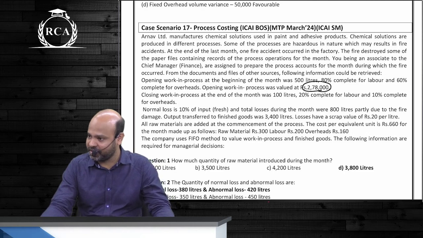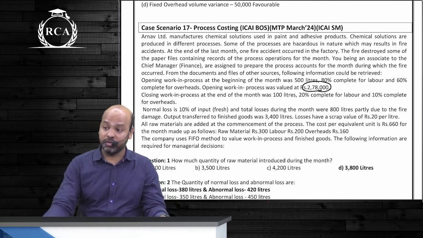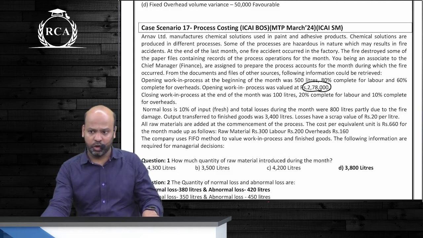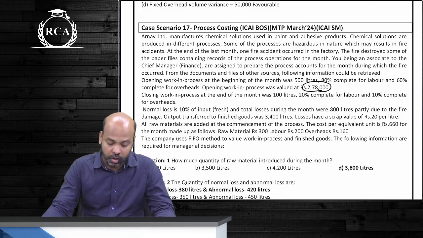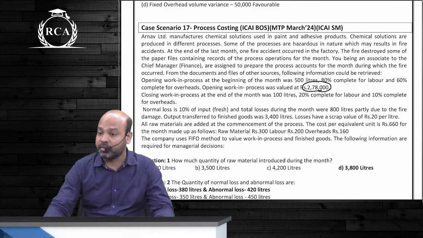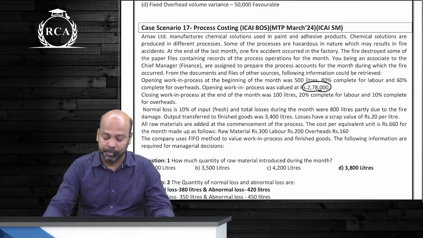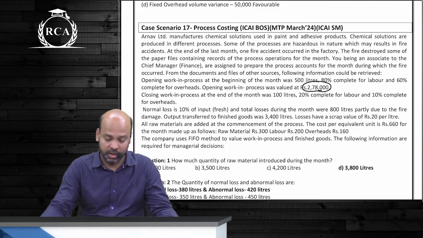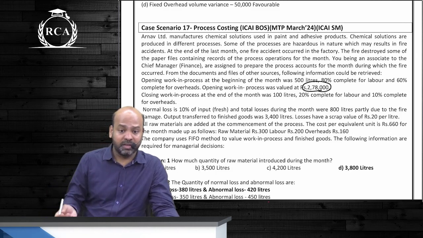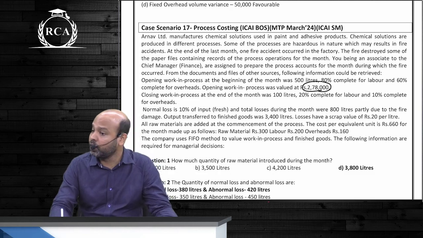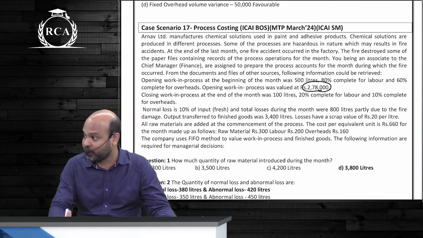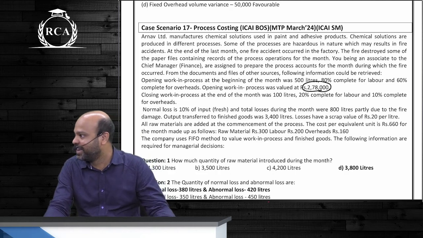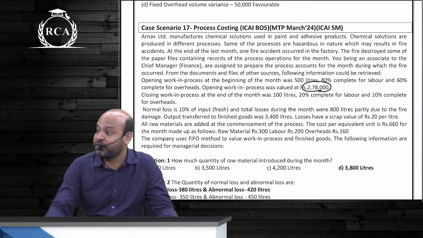Cost bifurcation is not given, beta, that is why you cannot follow the weighted average method, you can only follow the FIFO method. Closing work in progress at the end of the month was 100 liters, which is 20% complete for labor and 10% for overheads. Again 100% for material. Normal loss is 10% of input, fresh in brackets. मतलब क्या? Only current month input, नया जो भी आया बेटा, only current month input guys is what you should consider for the purpose of normal loss. You should not consider total input.